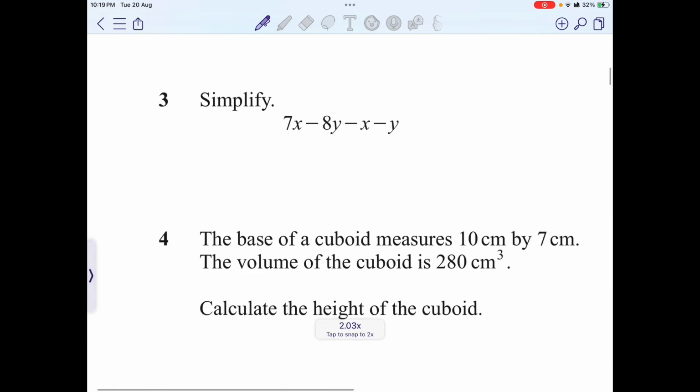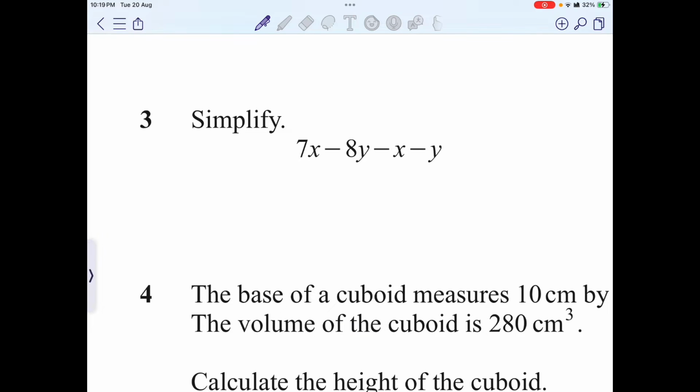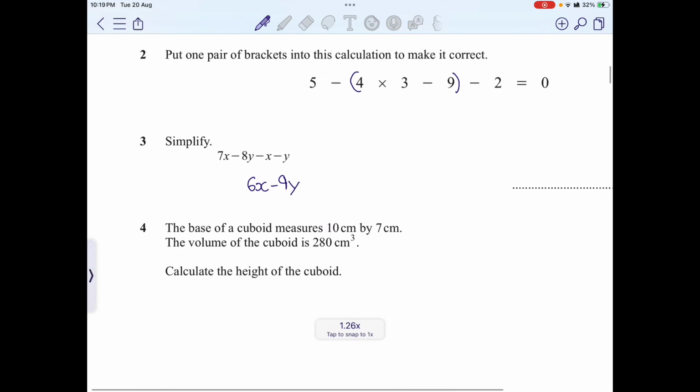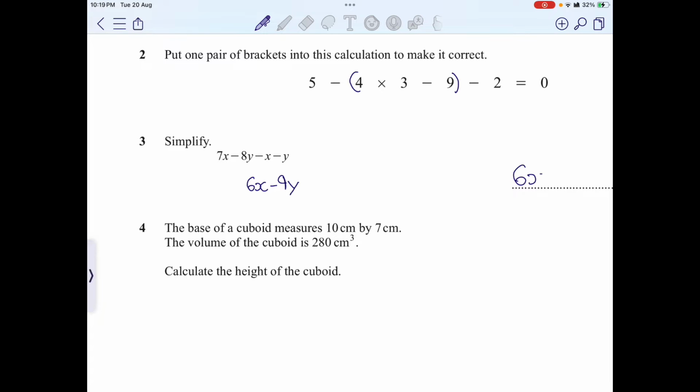Moving on, it says simplify. 7x minus x is 6x. And negative 8y minus y is negative 9y. Do not just take it as 8y, it's negative 8y, minus y is negative 9y. So that's 6x minus 9y.